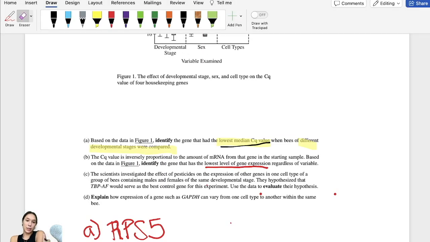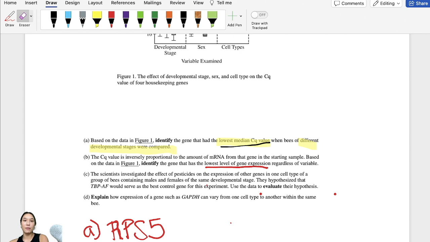Okay, so part C says the scientists investigated the effect of pesticides on the expression of other genes in one cell type of a group of bees containing males and females of the same developmental stage. They hypothesized that TBP-AF would serve as the best control gene for this experiment. Use the data to evaluate their hypothesis. Okay.